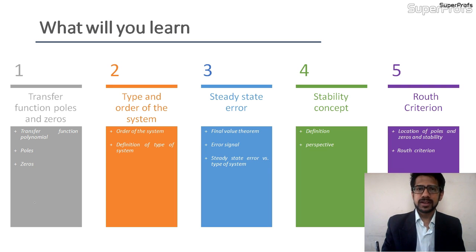Finishing the third topic, we will move on to the notion of stability. We will see the different definitions of stability or the different perspectives of stability. After completing the fourth topic, we will move into Routh criteria. It is one of the methods to find out the stability of the system. So let us start with the transfer function poles and zeros.